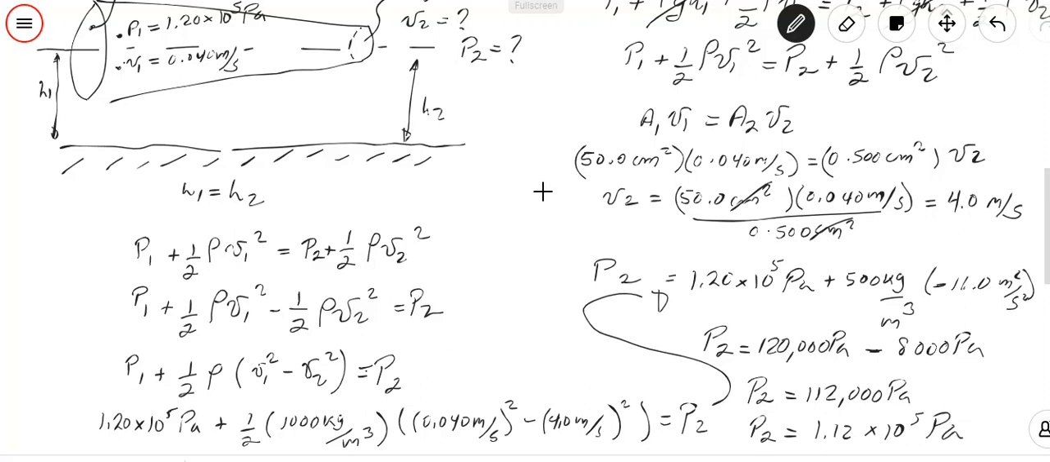So what is going to be the pressure here in this region of the pipe? It would be 1.12 times 10 to the 5th Pascal. So this is a problem where we use the Bernoulli equation to find the pressure at a given point of a pipe. I hope this example helps you to understand this topic better.